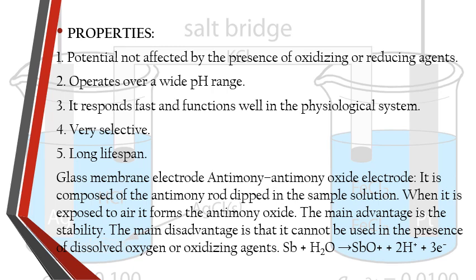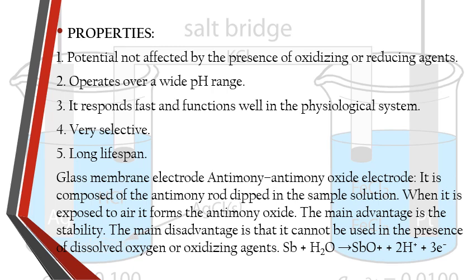They operate over a wide pH range. The glass electrode can function over a broad range of pH, typically from 0 to 14, allowing them to measure both acidic and basic solutions effectively. They respond fast and function well in physiological systems. They provide rapid and accurate responses, which is crucial for applications like physiological measurement, where quick results are needed.